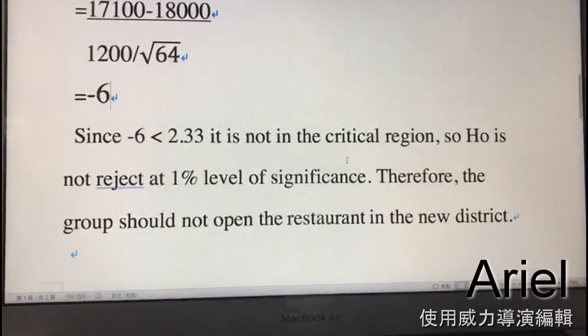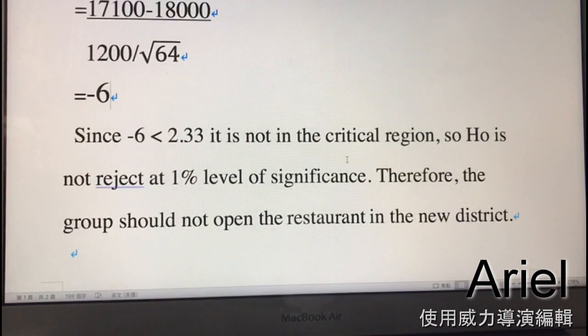Since -6 is smaller than 2.33, it is not in the critical region, so the null hypothesis is not rejected at 1% level of significance. Therefore, the group should not open the restaurant in the new district.